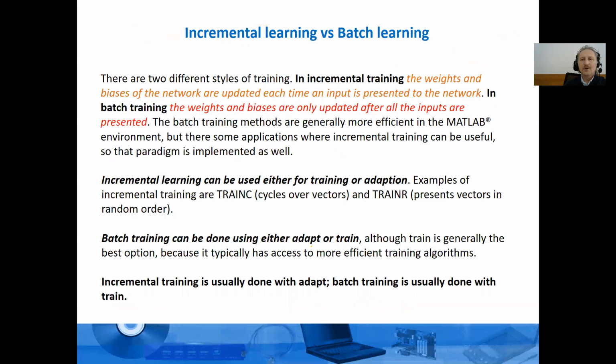In incremental learning, whenever we introduce one input, one case, if there is an error, we update our weights and biases. But in batch learning, we give a set of inputs from the training data to the network. If there is an error, we update; if there is no error, we do not update. Then we give the second set of data and measure the errors, and if there is an error, we update our network again. So to make incremental learning, you can use training or adaptation, and for batch learning you can also use training or adaptation. But if you want to apply incremental training, it is better to use the adapt function. If you want to do batch training, it is better to use the train function.